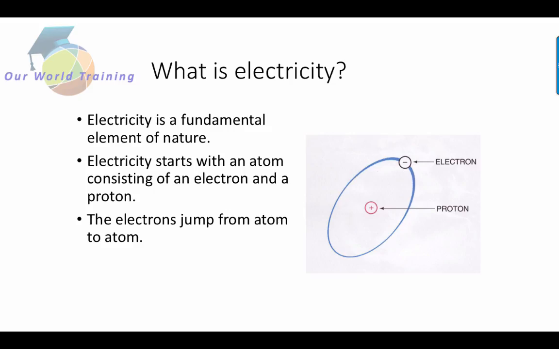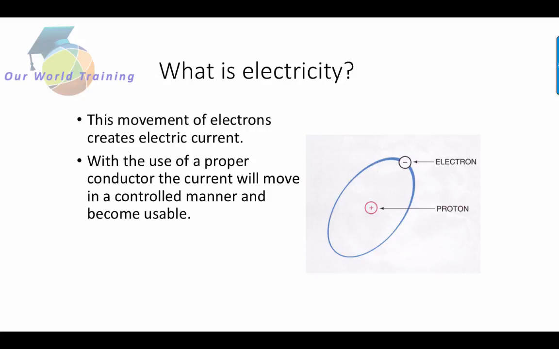It lays the groundwork. So we have to start off with what is electricity exactly. Electricity is a fundamental element of nature. It exists. We can create it, we can change its form, but it starts with an atom consisting of an electron and a proton. The proton has a positive charge. The electron has a negative charge. Now, when you put a bunch of these atoms together and the electrons jump from atom to atom, the movement of electrons causes an electrical current.